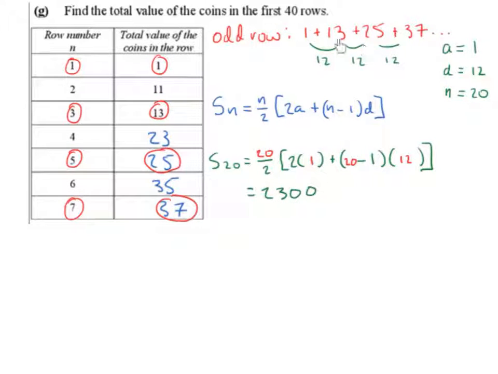This is our arithmetic series. So we're going to use our sum of series formula from our formula tables. A is going to be 1, which is the first term. D is going to be the common difference, which is going to be 12. We're going up by 12.